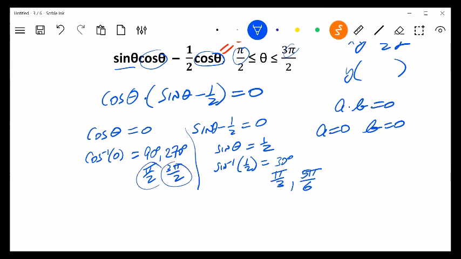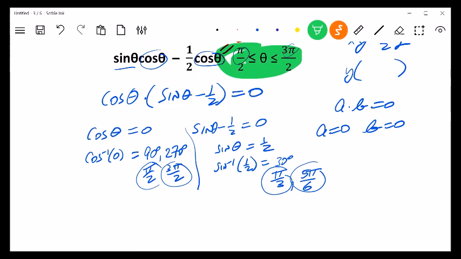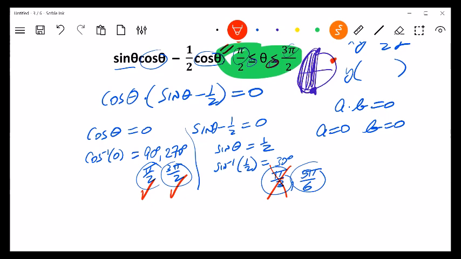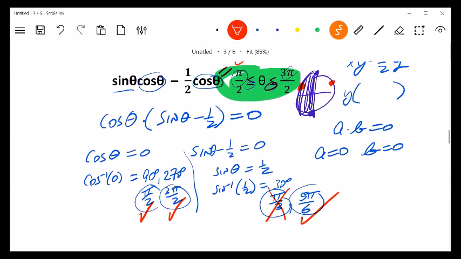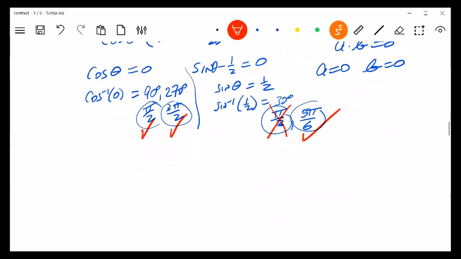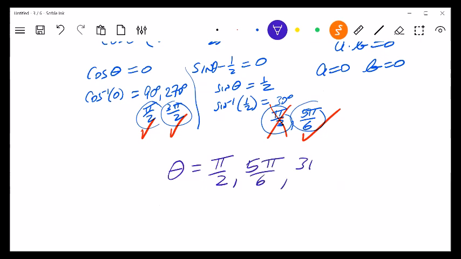Now we have 4 answers here. Let's look at the restricted domain. For the restricted domain, we're looking at pi over 2 going around to 3 pi over 2. So we're looking only here. Since it's equal to, the pi over 2 here will work, and since it's equal to, the 3 pi over 2 will work. But pi over 6 isn't, because it's over here, and 5 pi over 6 is over here. So that's okay, because that's inside the restricted domain, the quadrants that we want. So we have 3 answers. Theta is equal to, and let's start with the smallest one, pi over 2, and then the next largest, 5 pi over 6, and then 3 pi over 2.